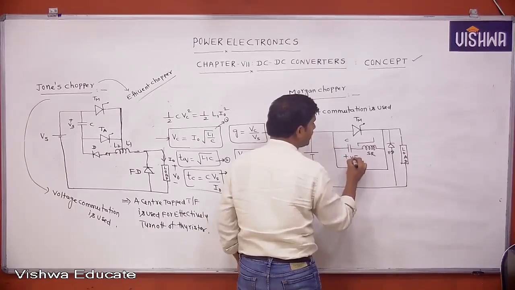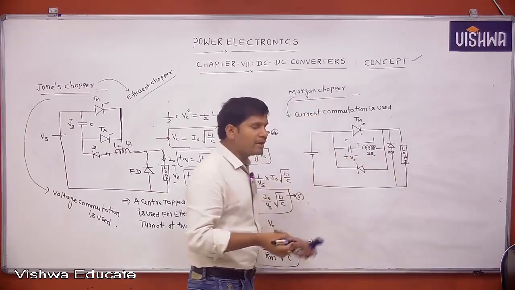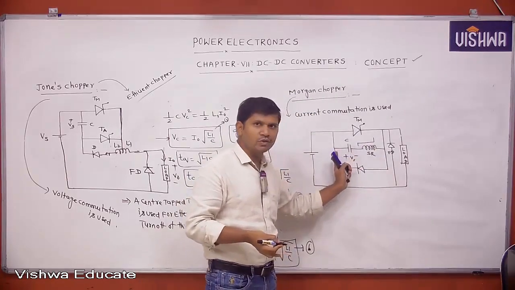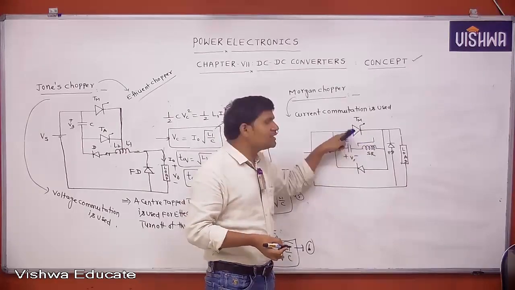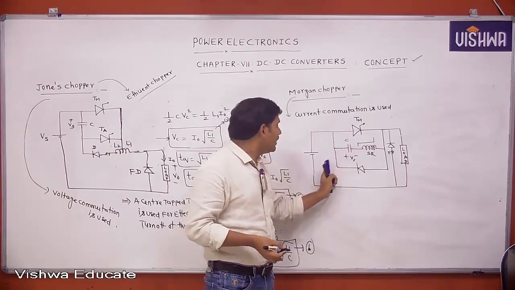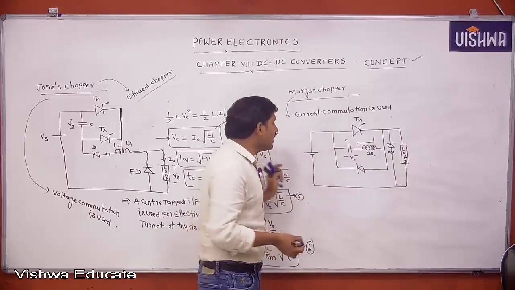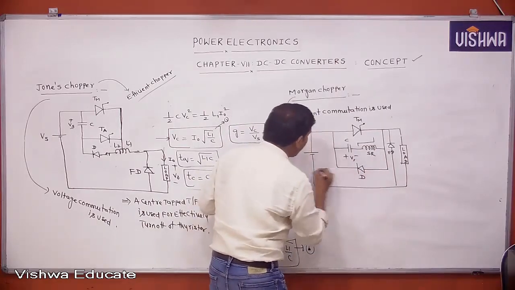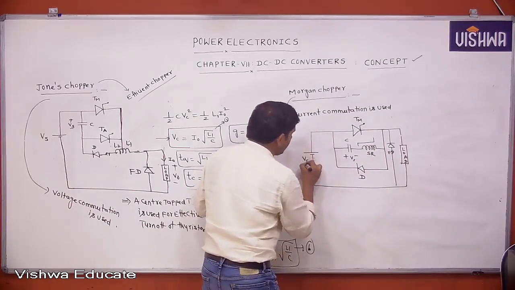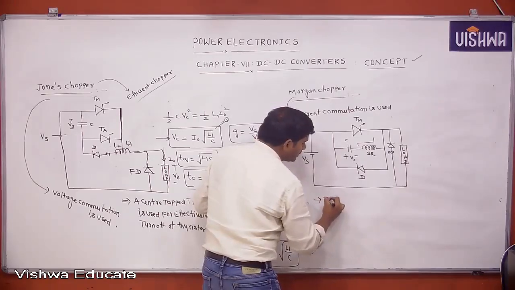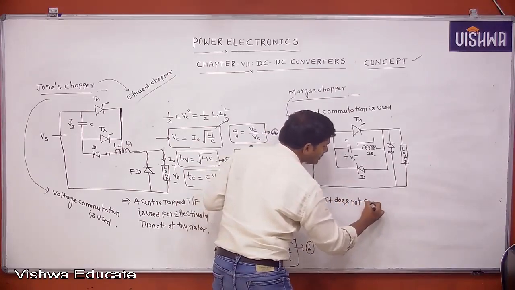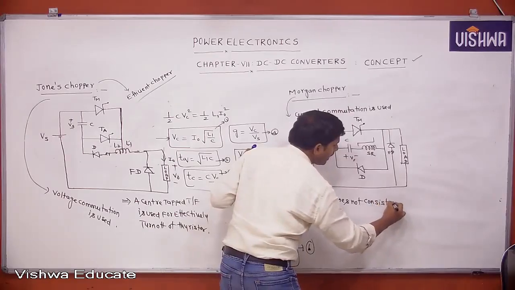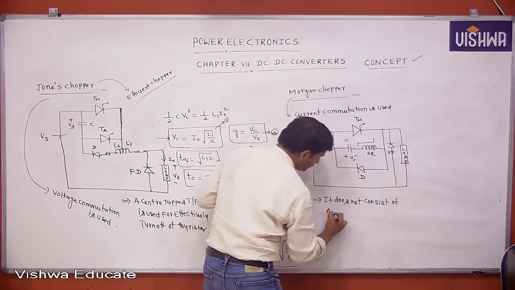Plus minus Vs. The saturable reactor will work based on positive saturation and negative saturation. Based on these positive and negative saturations, the main thyristor will go to the off state. That means it consists only of the main thyristor. That is, it does not consist of any auxiliary thyristor.